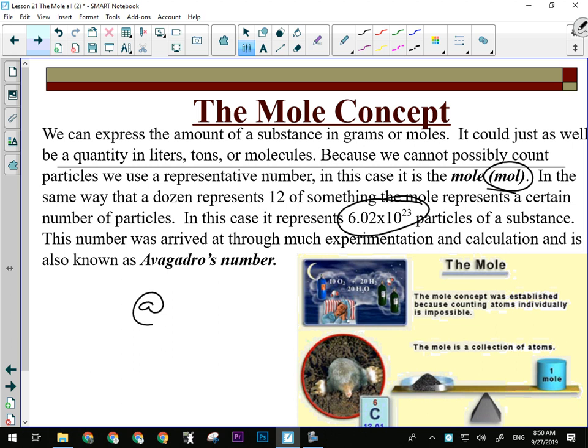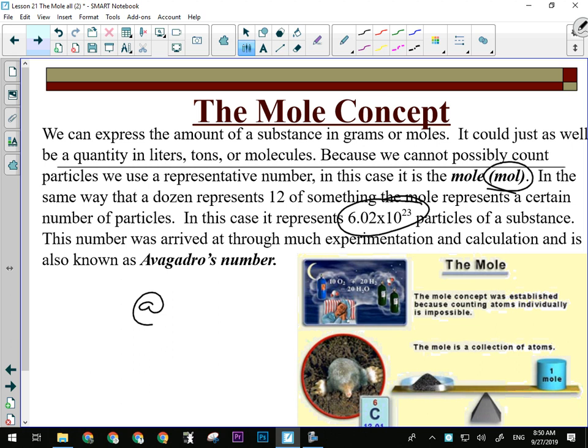So, like we were saying here, the 6.02 times 10 to the 23 is just like a dozen. 12 is always a dozen. 6.02 times 10 to the 23 is always a mole. If I have 3 dozen of something, how many do I have? 36. And if I have 3 moles, I have 3 times this number. Just works exactly the same.